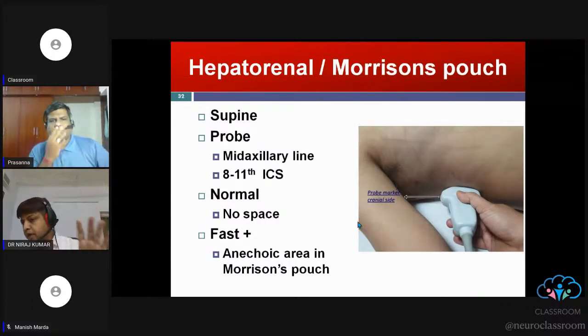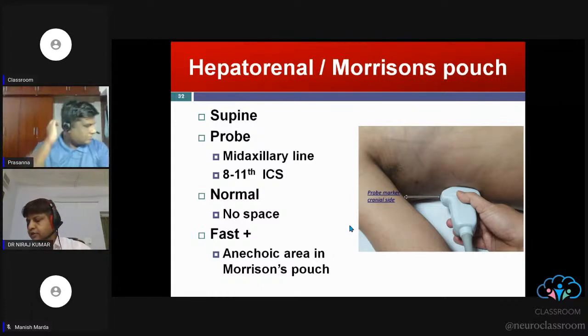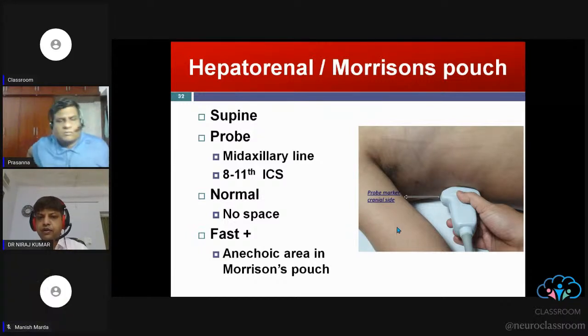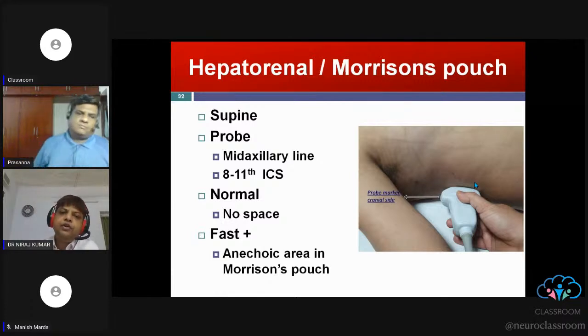So the first part is the subxiphoid view for seeing any hemopericardium. We have already seen that in the basic echocardiography. So now we are seeing this hepatorenal view, that is right upper quadrant view or Morrison's pouch. So hepatorenal space is also called Morrison's pouch.